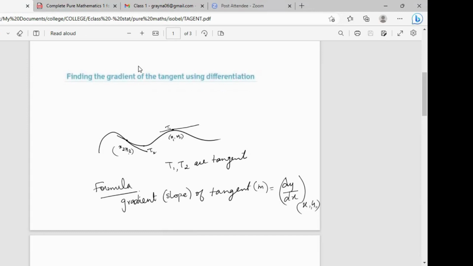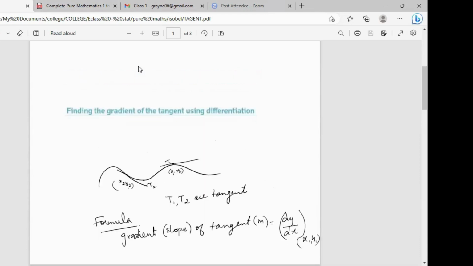Actually, the tangent is a straight line. It touches only the curve at one point. It never cuts the curve except at that one point. That is what we call a tangent. Can you recall it?